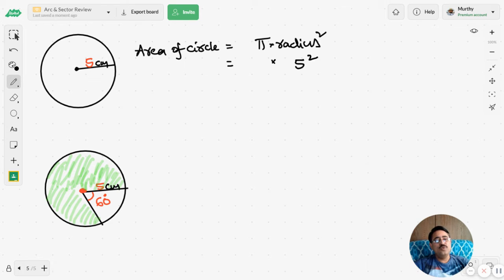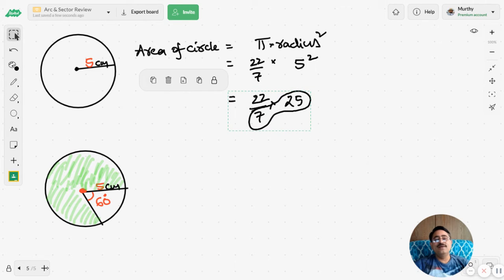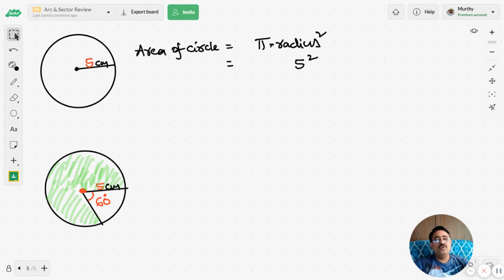So radius squared, let's say I am taking 22 over 7. Now, the next step is 22 over 7 times 5 squared, which is 25. Can I divide 25 by 7? No, I can't. So if you can't divide in these kinds of scenarios, don't take the value of pi as 22 over 7. I strongly recommend you take it as pi only, because for some questions, I'll show you really quick an example.